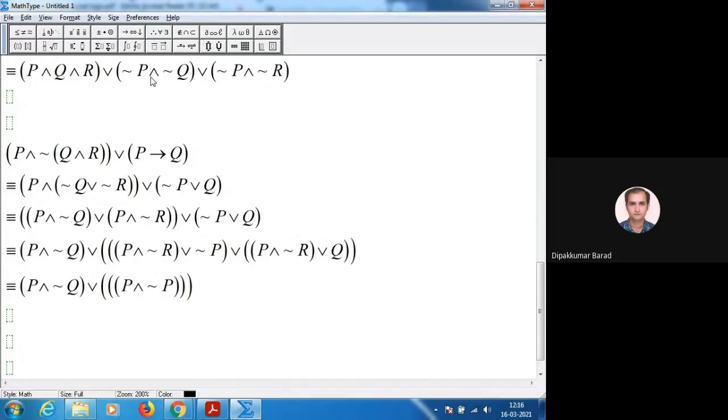Or P and not R, and not R or not P. Not R. Okay, P and not P, or, sorry, now we are distributing over or. So what we can say here, P and not P, not R and not P. Okay, not R and not P.